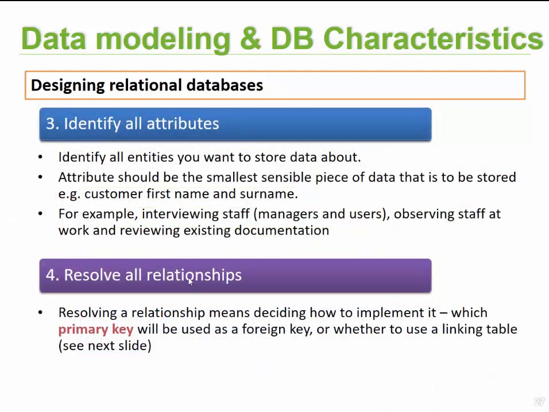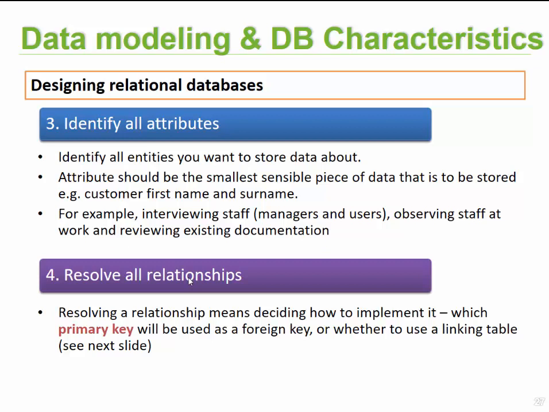Then the last phase that we need to look at is resolving all of our relationships. And this comes down to where we need to look at the type of relationship and determine whether we're going to have a foreign key or not. Now remember, we said whenever we represent a primary key, we put a hash in front of it.